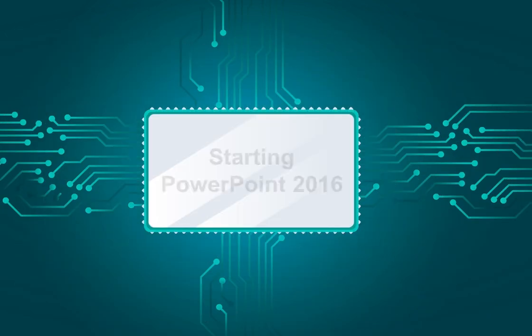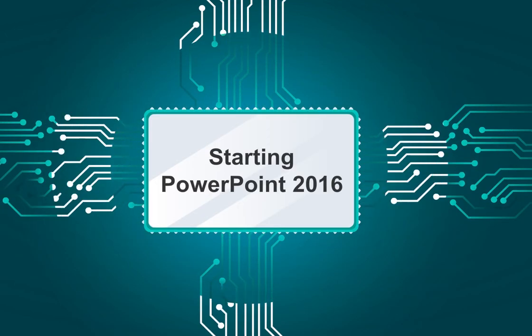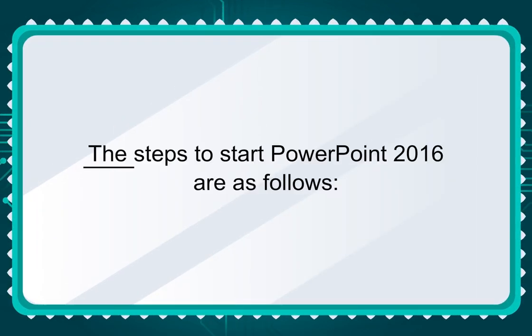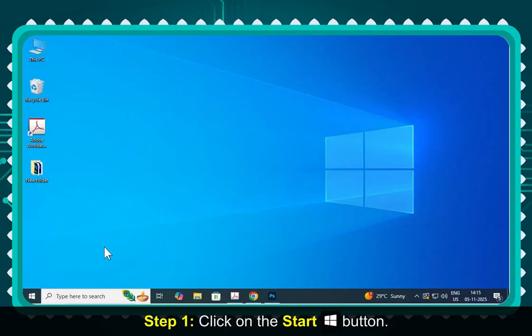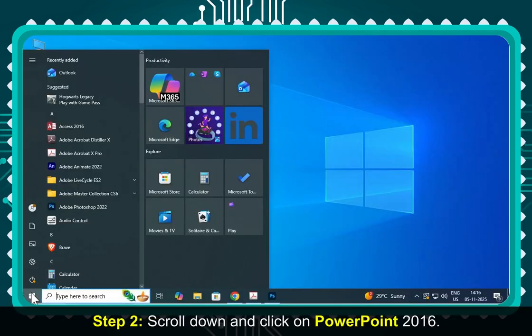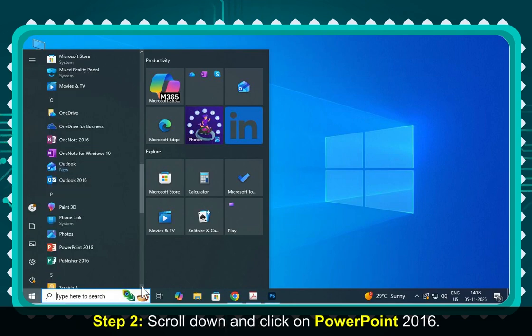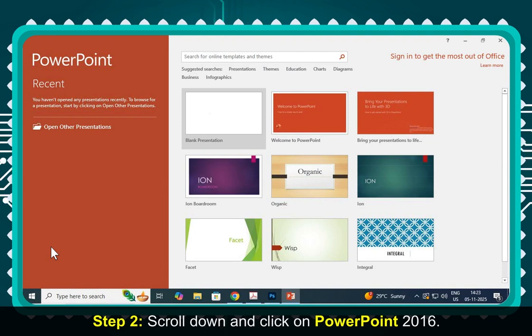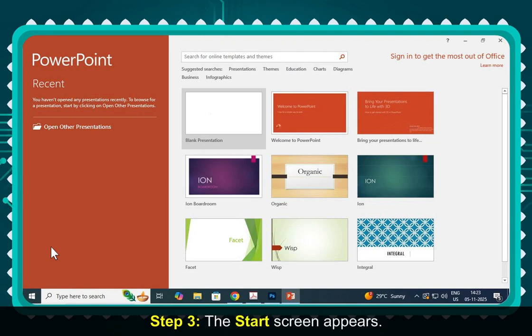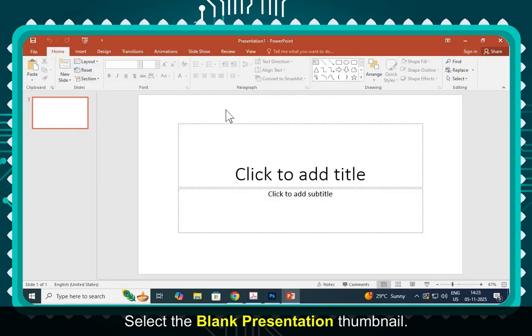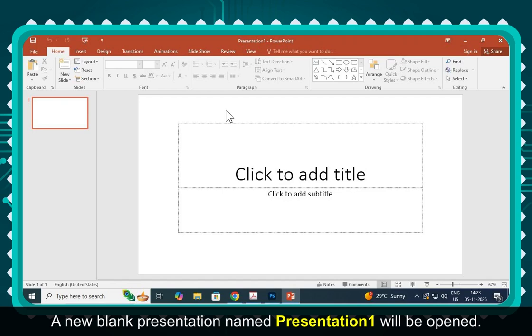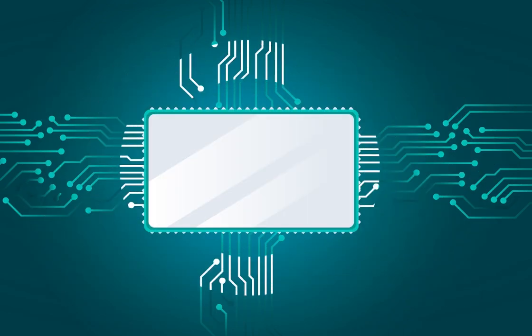Starting PowerPoint 2016. The steps to start PowerPoint 2016 are as follows. Step 1. Click on the Start button. Step 2. Scroll down and click on PowerPoint 2016. Step 3. The Start screen appears. Select the blank presentation thumbnail. A new blank presentation named Presentation 1 will be opened.